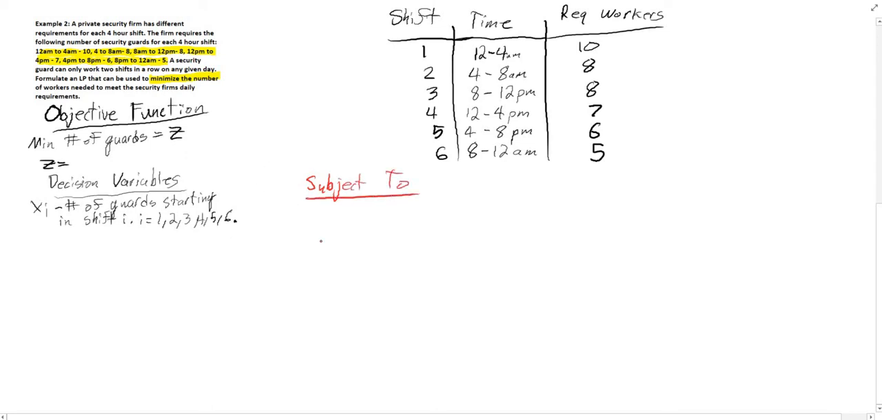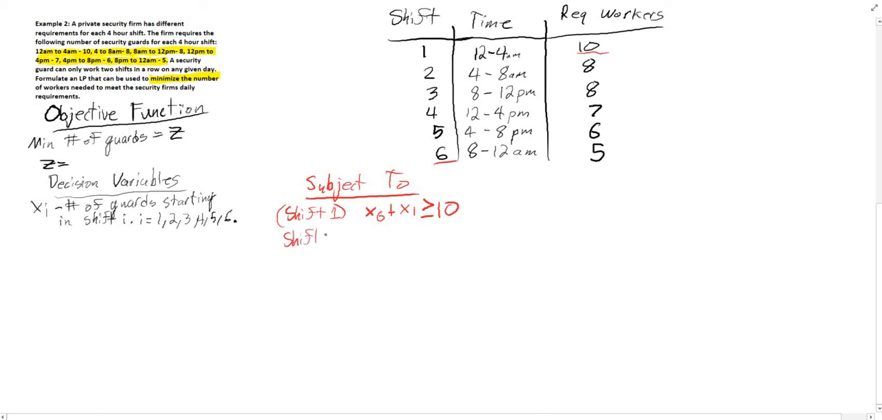our constraints. So the first constraint we're going to go through is our first shift, shift 1. We know our required workers for shift 1 are 10, but we need to know which workers will be working in shift 1. Of course, we know that they can only work 2 shifts in a row. So anyone starting at shift 6 will then work in shift 1, and anyone starting in shift 1 will be working in shift 1, and that has to be greater than or equal to 10.